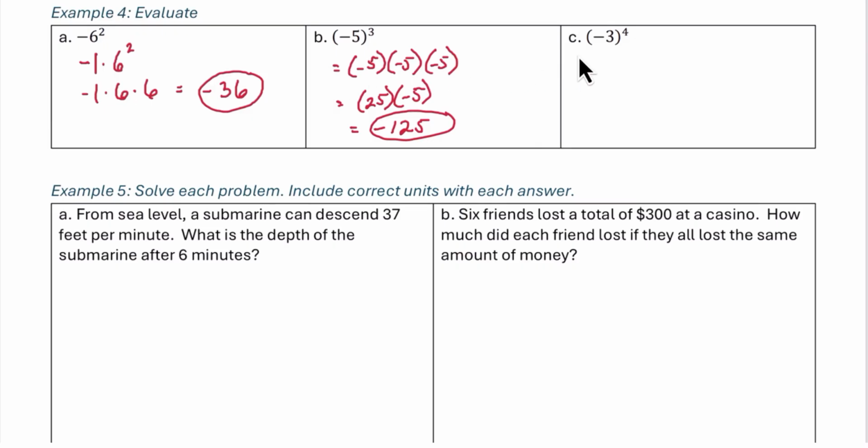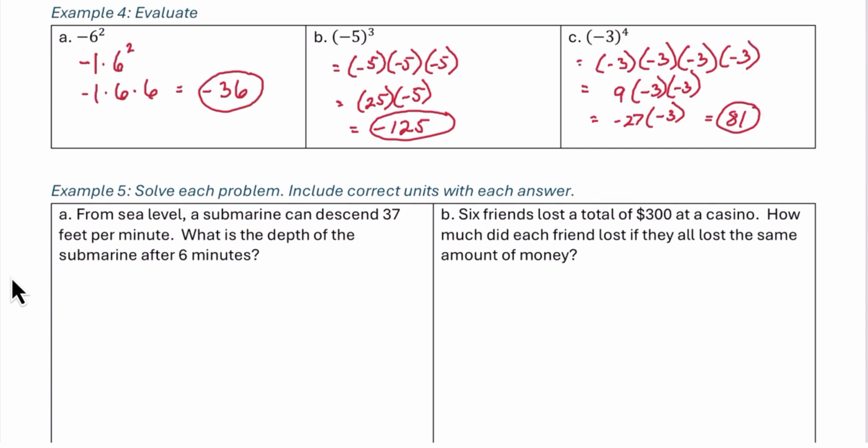In example C, the parentheses again are around the negative sign, which means it is being repeated. Negative 3 is the base that is being repeated. The first two, negative 3 times negative 3 is positive 9. And then 9 times negative 3 is negative 27. Negative 27 times negative 3 is positive 81.